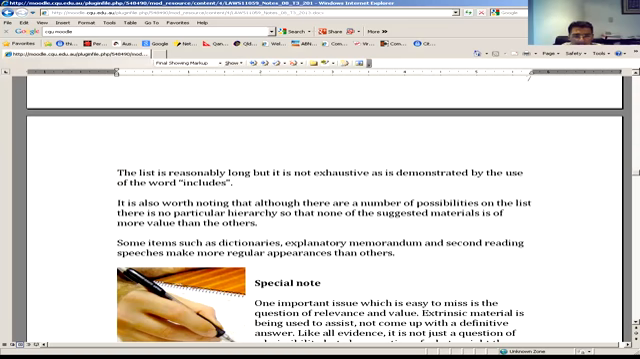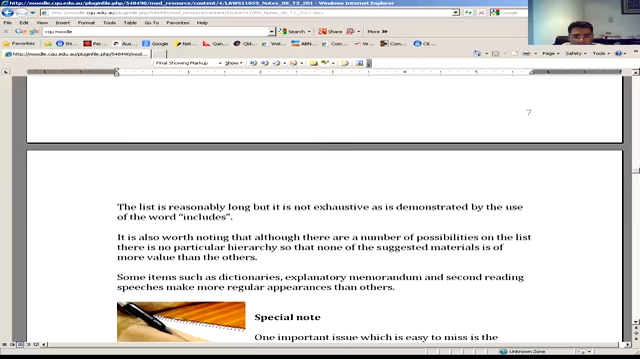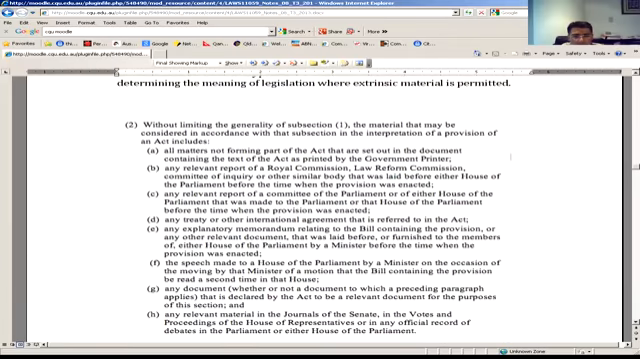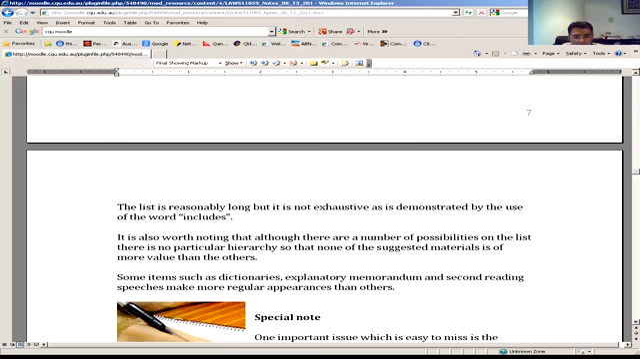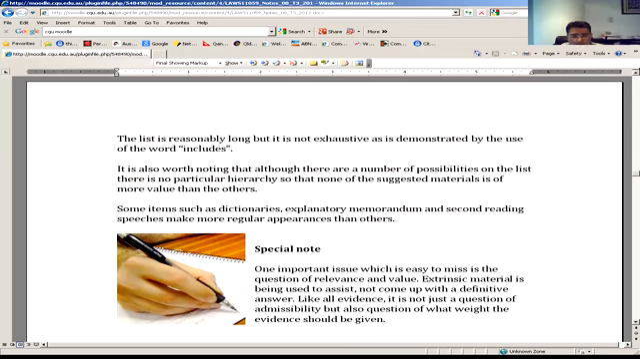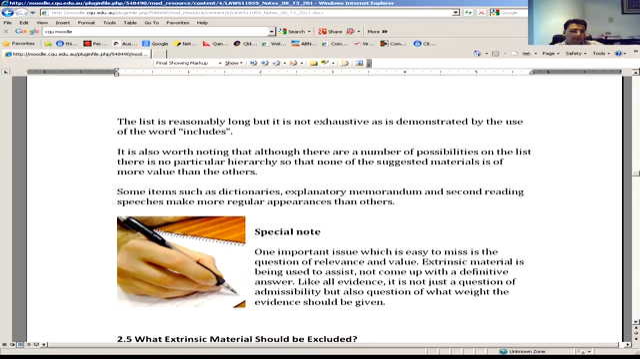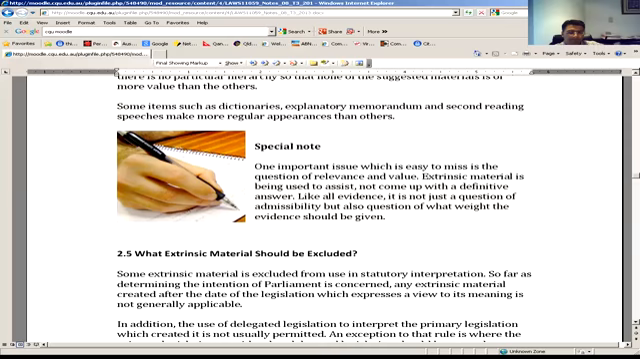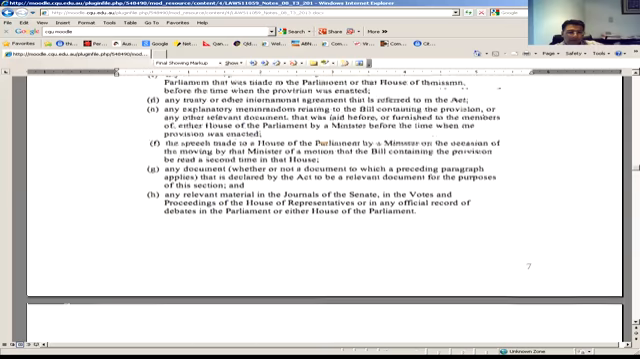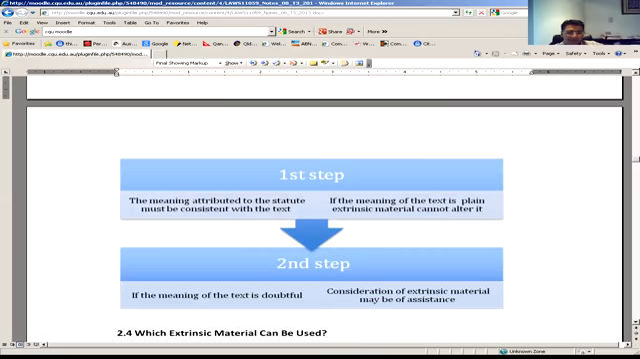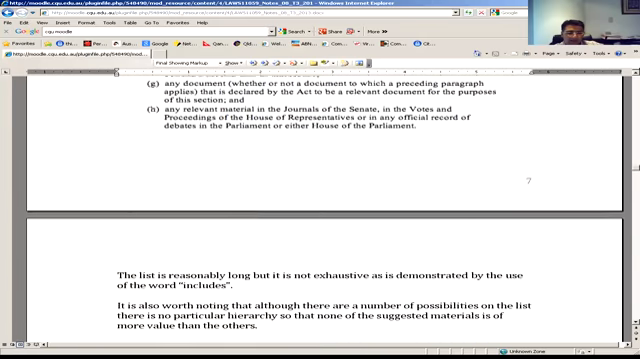You'll see that the list is long, but it is also not exhaustive. That is, there are other things that could be potentially relevant. And the other thing I think which is stated here is that there isn't a hierarchy. You don't rank them. Some items, such as dictionaries, explanatory memorandums, second reading speeches, are more regularly cited than others. But as we were saying up here, the first step is to just look at the text itself before you go looking at the other things.